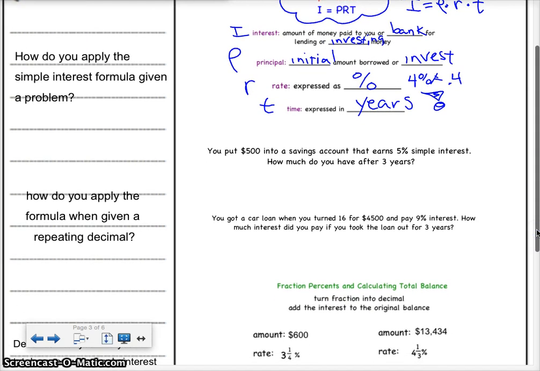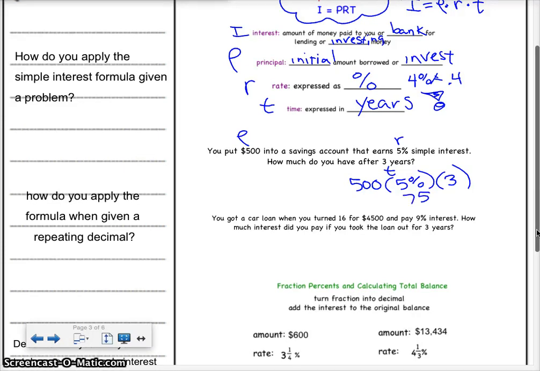Let's say you put $500 into a savings account that earns 5% simple interest. How much do you have after 3 years? So this is my P, that's my initial amount. This is my R, my interest rate. And my T is 3. So I just multiply them all together. 500 times 5% times 3. Make sure you put the percent button into your calculator. So what do you get? 75. I thought it was something like that.